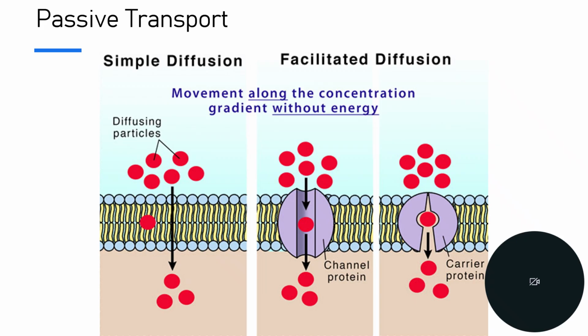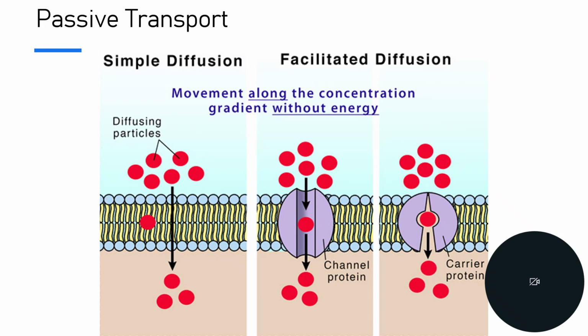So if we look at our diagram here, I have two main types of passive transport here. The first one is simple diffusion, where we have small particles that fit, they're non-polar, like oxygen, carbon dioxide, they can just slip through the membrane, just slide on through. No ifs, ands, or buts about it. They just move through the membrane from a high concentration to a low concentration.